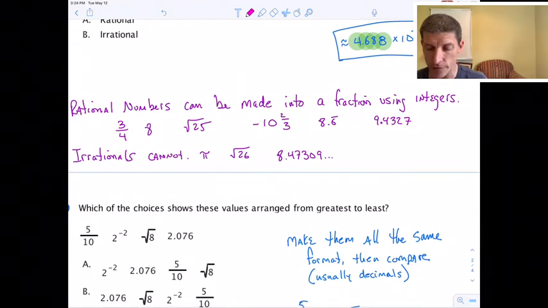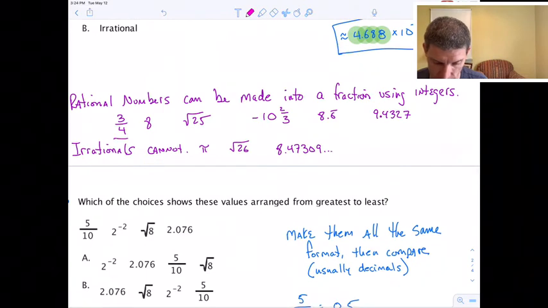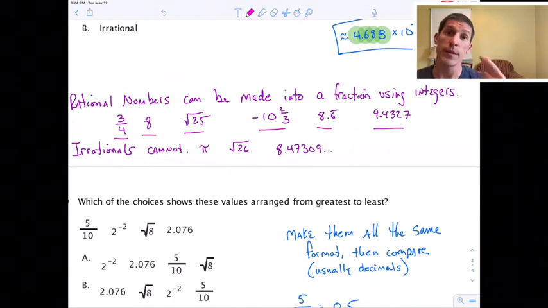Rational numbers can be made into a fraction using integers. That's what defines rational numbers. And I have a variety of different rational number examples here. These are all numbers that are either fractions, can be made into fractions, or are decimals that either repeat or terminate, which could be made into fractions.